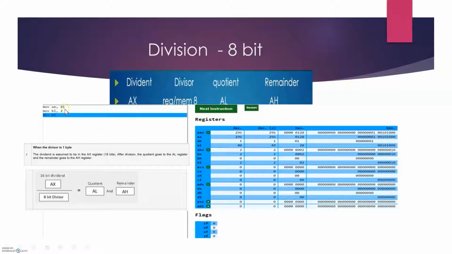So here you can see your example. 81 divided by 2, and that's how our command works. Move AL 81, assigning this value to AX, and then move BL 2, assigning this value 2 to BL, and then divide BL. So 81 divided by 2, and our result comes right here. AH is our remainder, and our quotient is 40. And AX is our dividend, which is 296. Here you go.